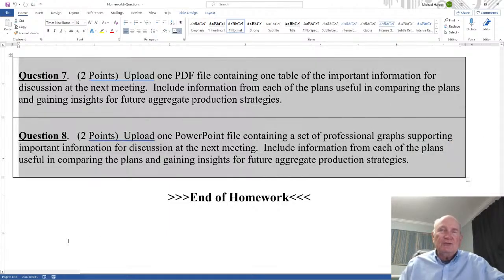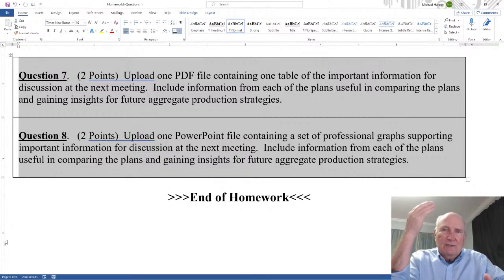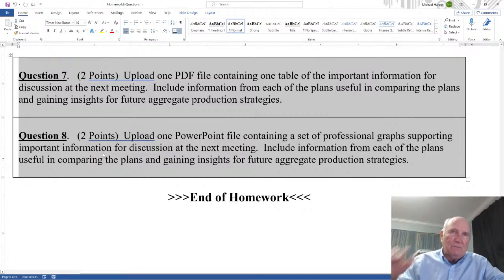Now, both of these should coordinate. They should complement one another. In other words, the graphs in the PowerPoint, the tables or graphs, whatever you do, should mirror or coordinate with the PDF, because you're handing out the PDF and then you're putting up the PowerPoint. So that PDF is a paper support for the actual PowerPoint presentation. So these have to coordinate. That's what I'll be looking for.